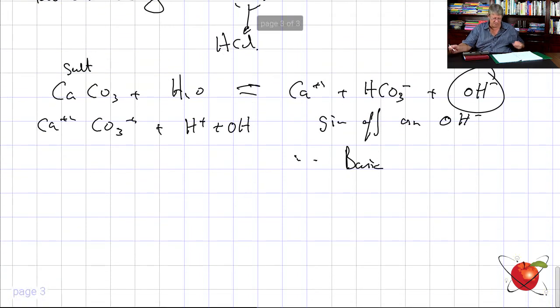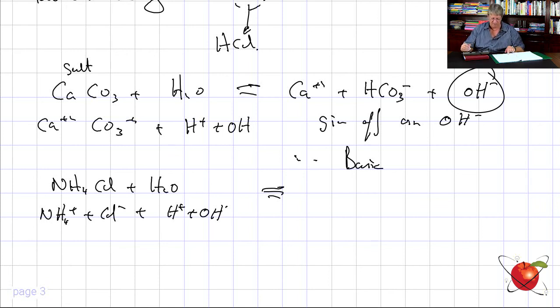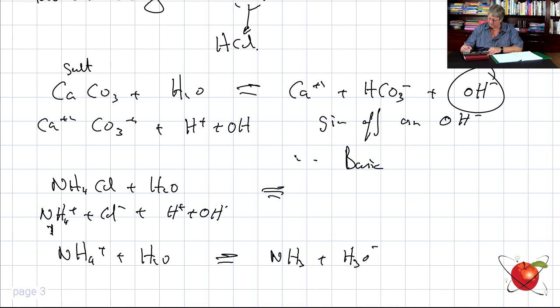Let's do one more of these. What about ammonium chloride, NH4Cl plus H2O? This we know goes to NH4+ and a Cl-, plus an H+ and an OH-. I've just done a dissociation. This NH4+ actually goes to NH3. Because I know that if I put NH4+ in water, remember the reaction? NH4+ plus H2O. What happens? I get NH3 plus H3O+, which means acidic.